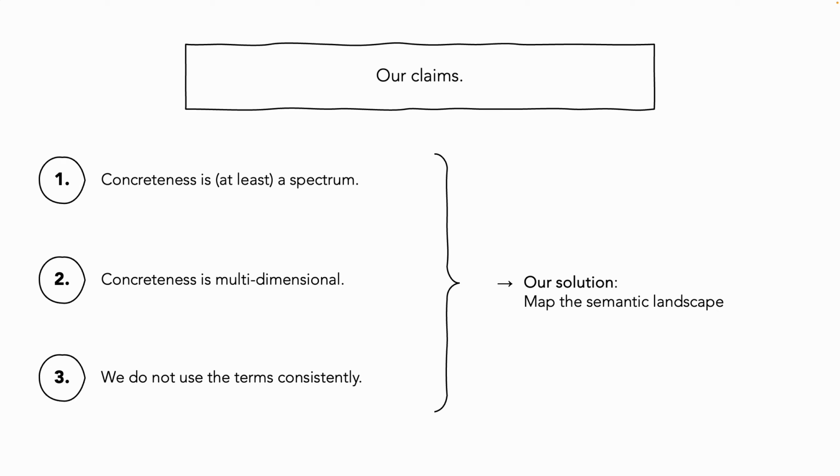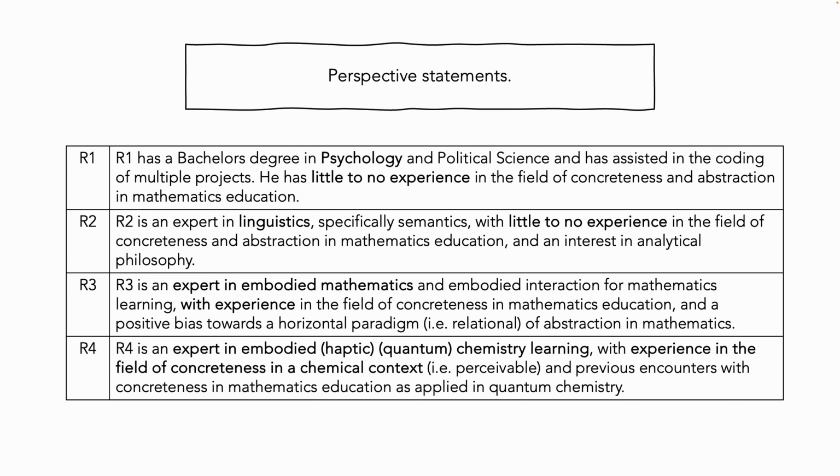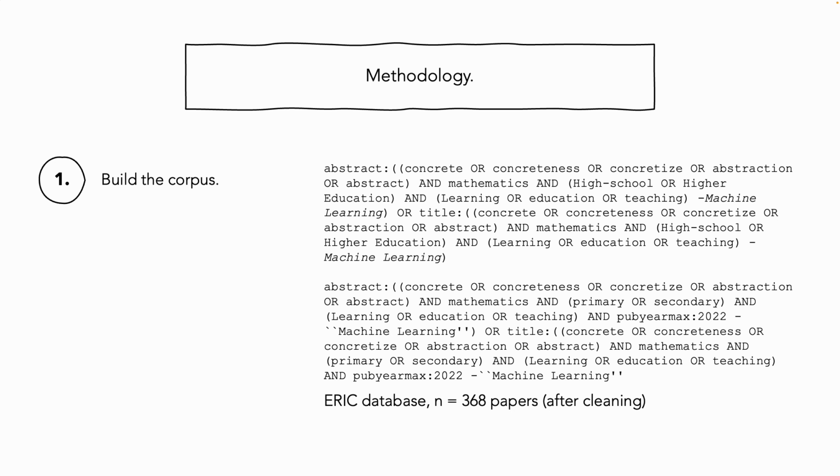Because we used a qualitative method for this project, I want to quickly show our perspective statements. So we had one research assistant with a background in psychology and little to no experience in the field of concreteness and abstraction. We had a linguist, again with little to no experience in the field of concreteness and abstraction. And then we had two experts, one in embodied mathematics, who does have experience in concreteness in mathematics education, and one expert looking more at those kinds of concepts in chemistry, which we will see later became very useful in that project.